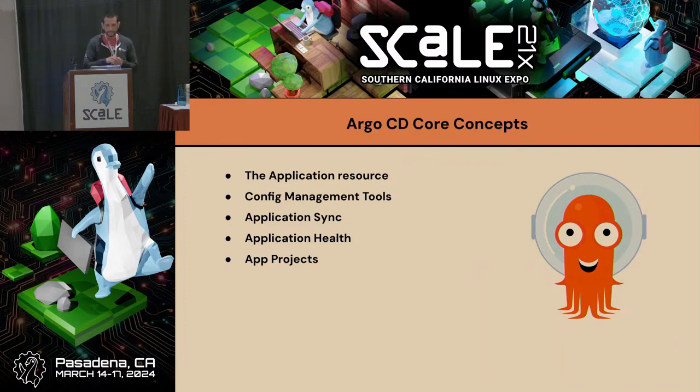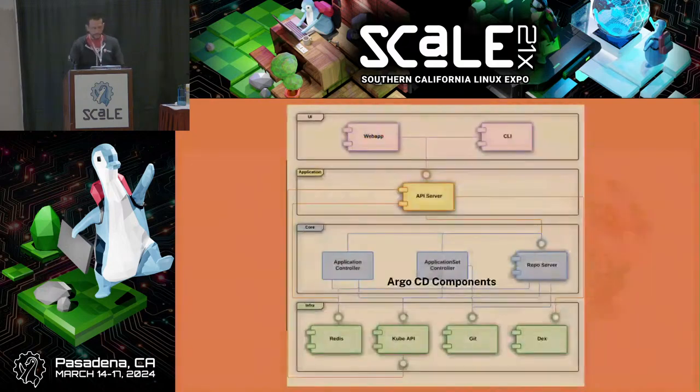And so Argo CD. Argo CD is made up of different components. Flux is built as a tool set for SREs and things like that. Argo CD was really built as a platform, so it's made up of more components. There's the application resource, config management tools, applications, application health, app projects. Those things you're going to hear a lot from Argo CD only because they're abstractions from trying to use Kubernetes directly.